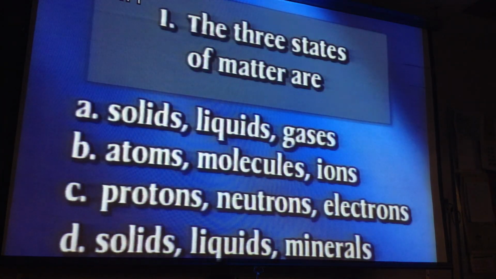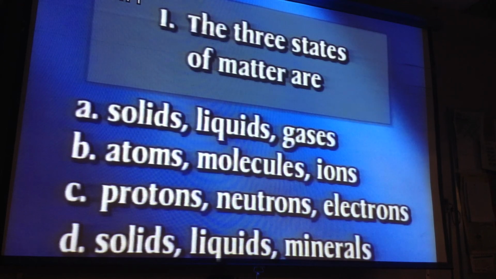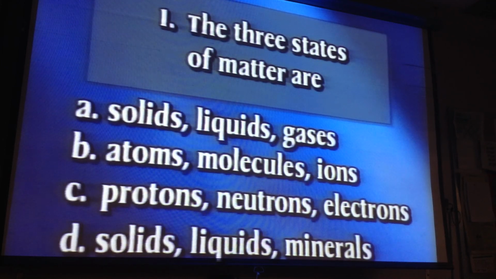Just going to go through it real quick, so if you missed it, pay attention, it'll come up again, right? Liquids, gases. B, atoms, molecules, ions. C, protons, neutrons, electrons. The answer was? D, solids, liquids, minerals. A, right?